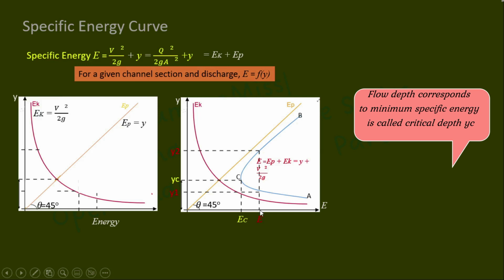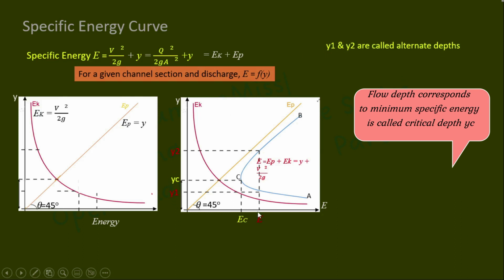Let us consider a point on this energy axis, and if you draw a vertical, it will cut this specific energy curve at these 2 points. That means for each specific energy other than the minimum specific energy, two depths are possible, y1 and y2. The depth y1 is below the critical depth yc, and the depth y2 is higher than the critical depth yc. These 2 depths y1 and y2 are called alternate depths.